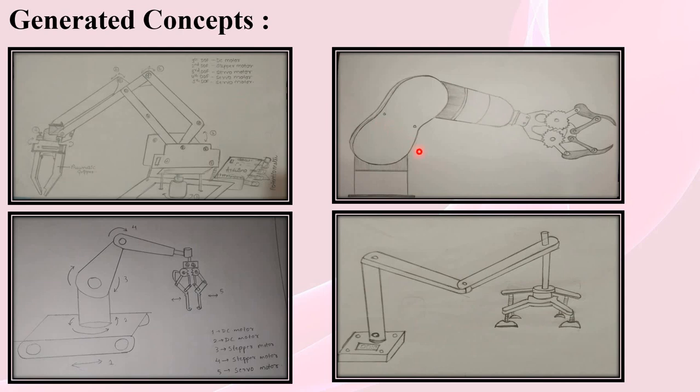And coming to the next conceptual diagram, this robotic arm is made up of a metallic sheet with a mechanical gripper, and the third robotic arm is made up of an acrylic sheet with 5 degrees of freedom and a mechanical gripper. The motors used are 2 DC motors, 2 stepper motors, and 1 servo motor to support the degrees of freedom. And coming to the fourth conceptual diagram, this entire robotic arm is made up of a wooden body with a hydraulic gripper and a display system.